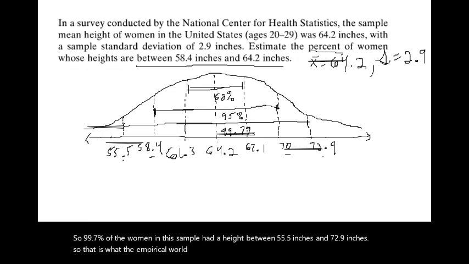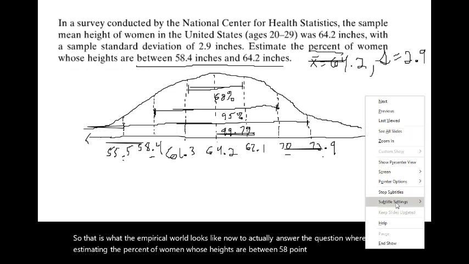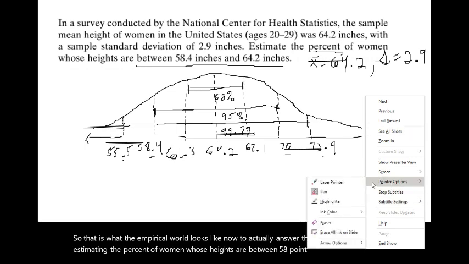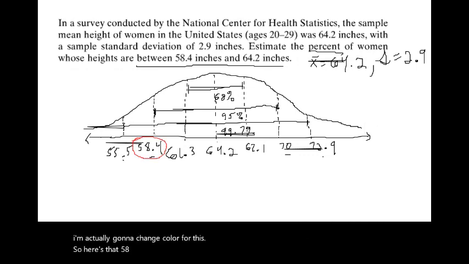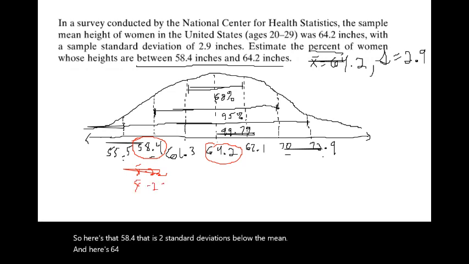Now, to actually answer the question, we're estimating the percent of women whose heights are between 58.4 inches and 64.2 inches. And I'm actually going to change color for this. So here's that 58.4. That is 2 standard deviations below the mean. And here's 64.2, which is exactly equal to the mean. Let me try that again. There we go.